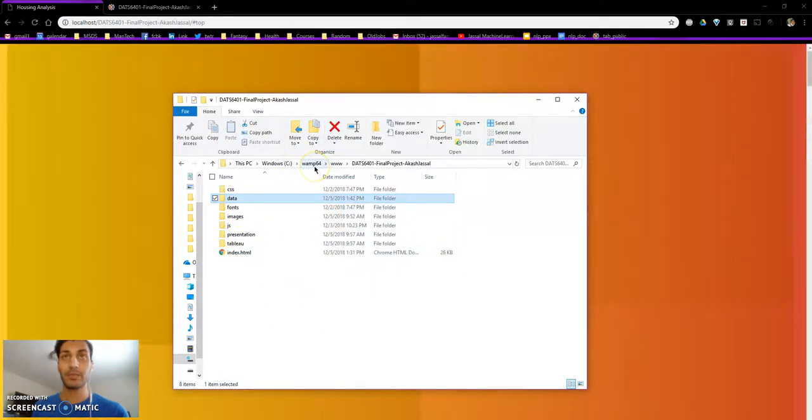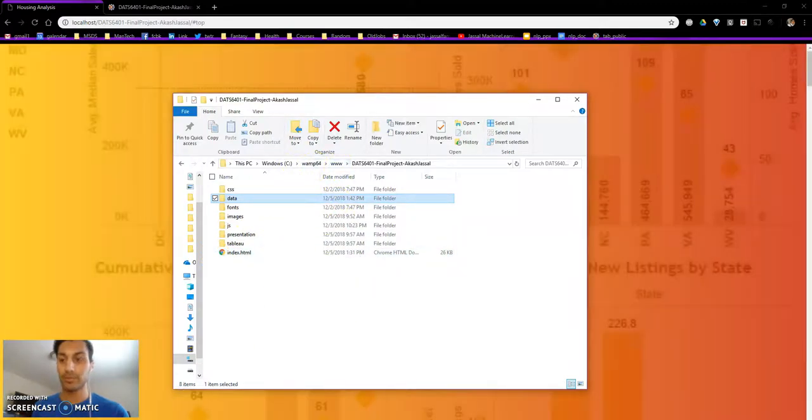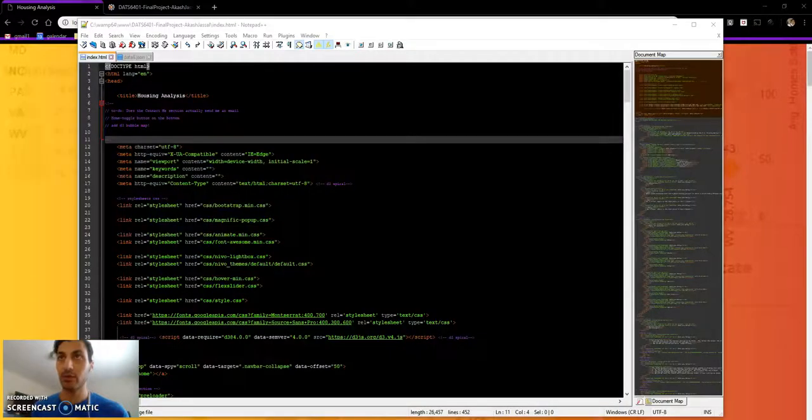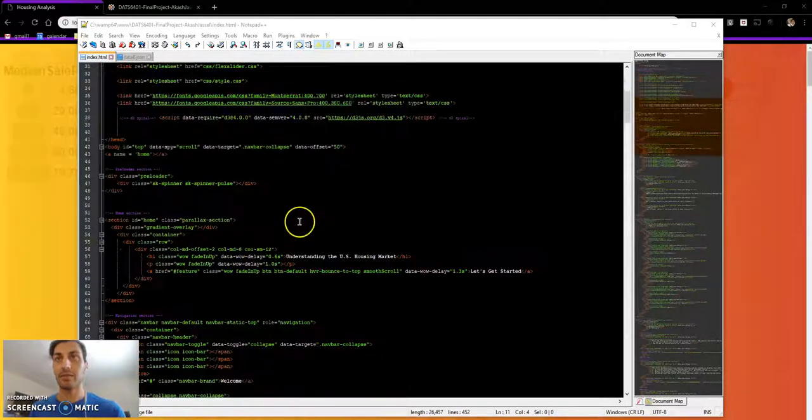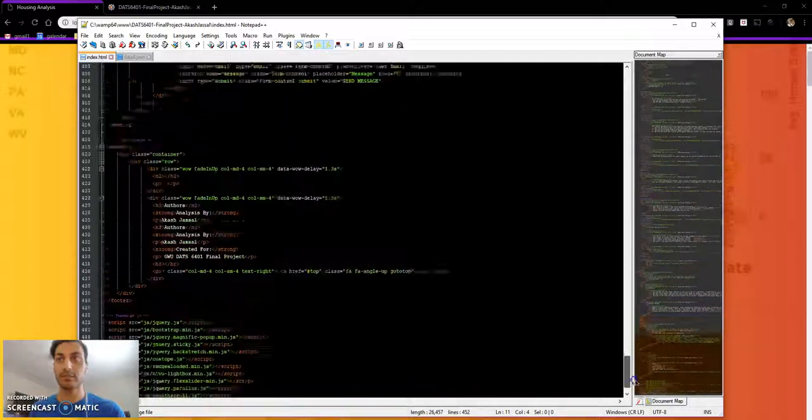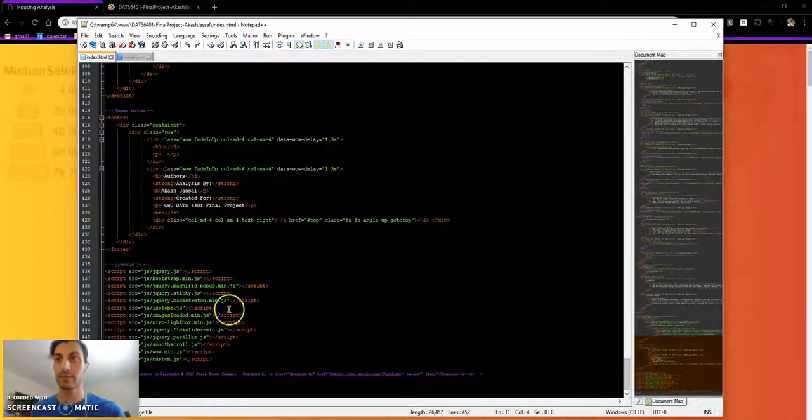I am using WAMP as a local host server. And over here is my index.html opened in Notepad++. You can tell that I did bring in CSS files. At the bottom, I did bring in jQuery files as well, or JS as well. JS and jQuery.